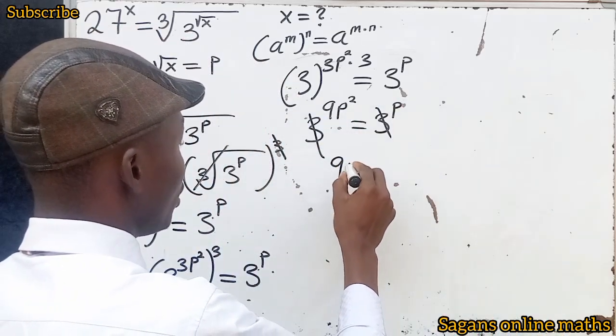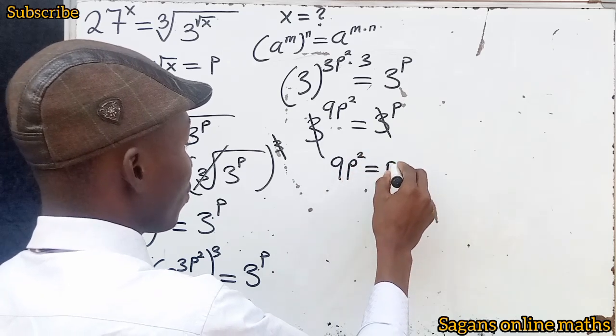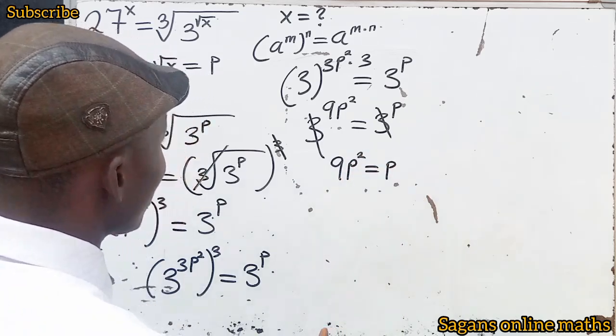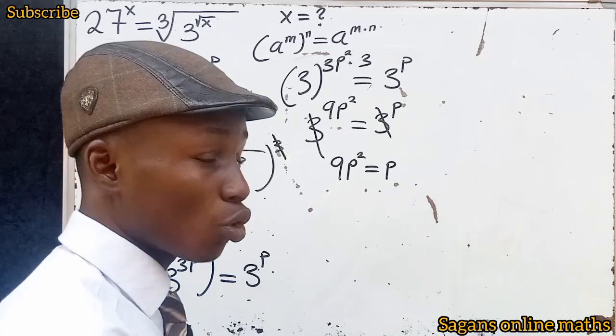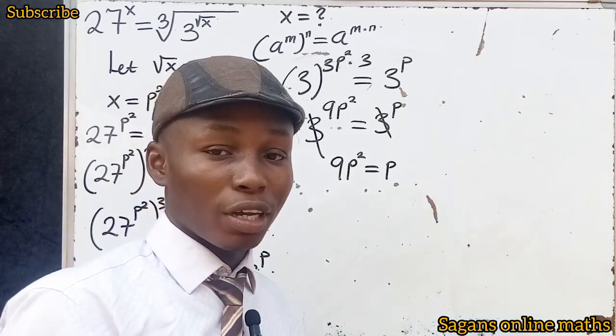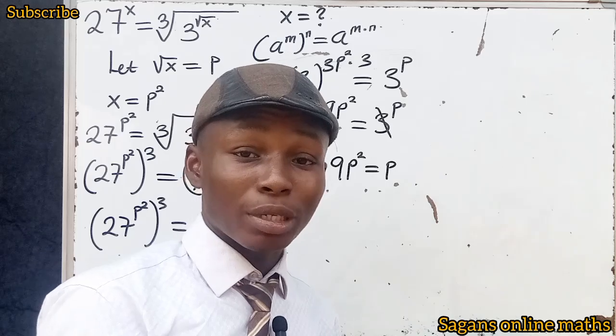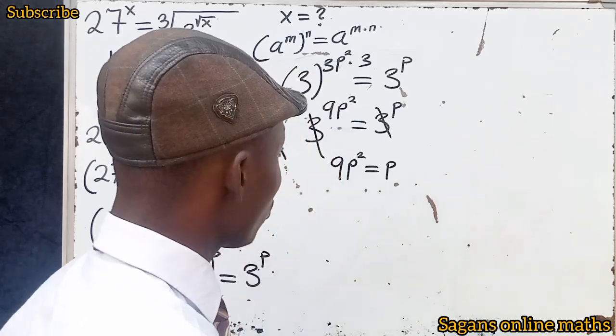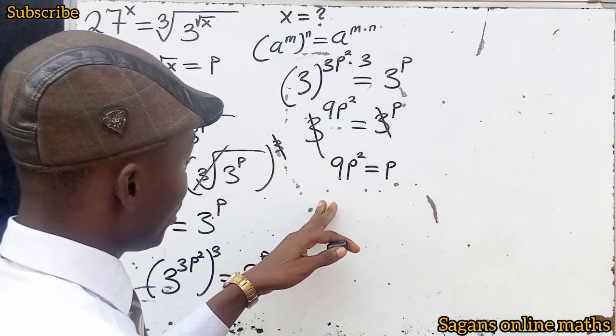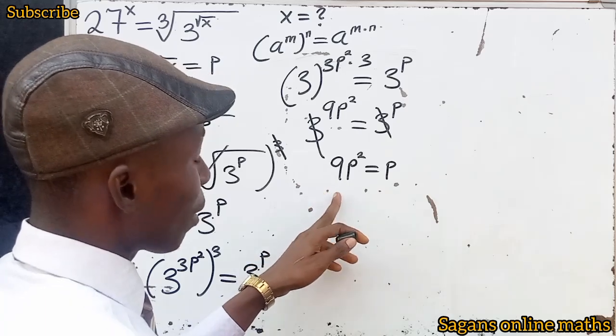So now, 9p squared is equal to what? P. Now our target is to find the value of p, but remember, we are not asked to solve for p. We are asked, what is the value of x? I know you're asking why we are solving for p. We are solving for p so that this problem can be easily solvable. Now, to get the value of p, I know some people want to divide both sides by p.